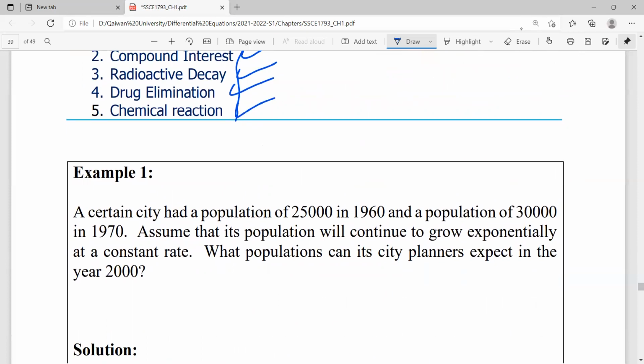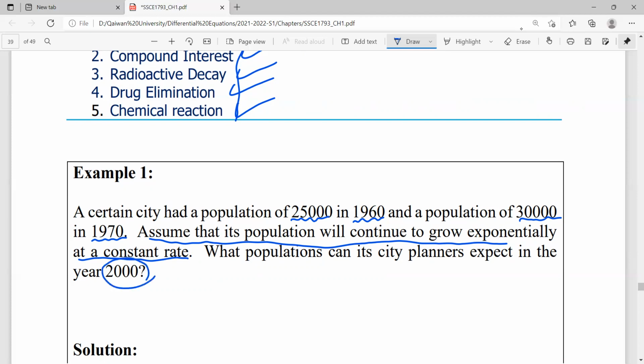It says a certain city had a population of 25,000 in 1960. That means in 1960, the population of the city was 25,000, and in 1970 the population of that city becomes 30,000. Assume that its population will continue to grow exponentially at a constant rate. What population can the city planners expect in the year 2000?